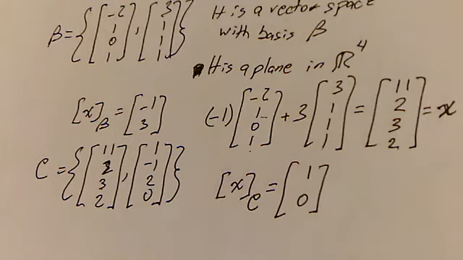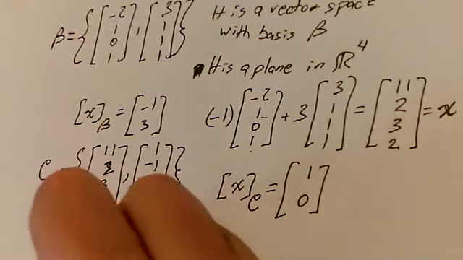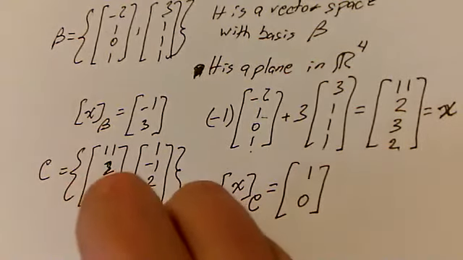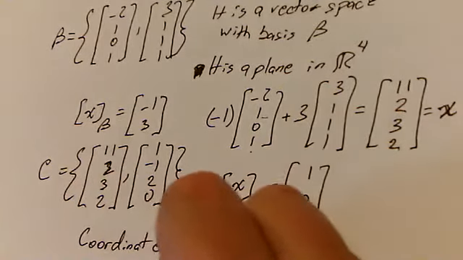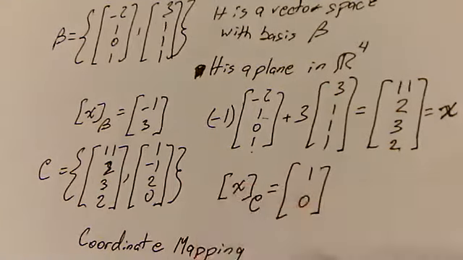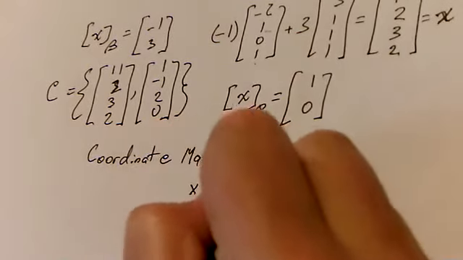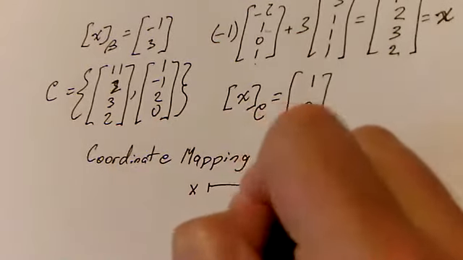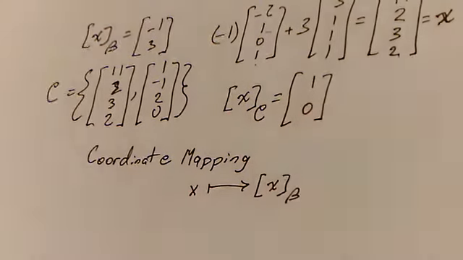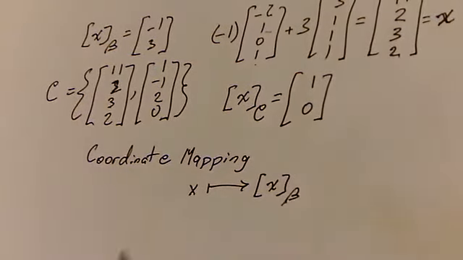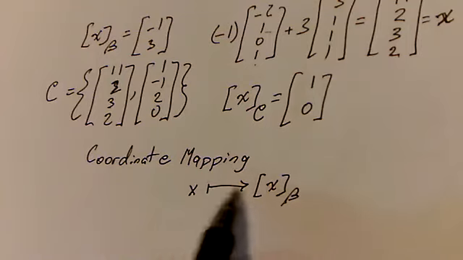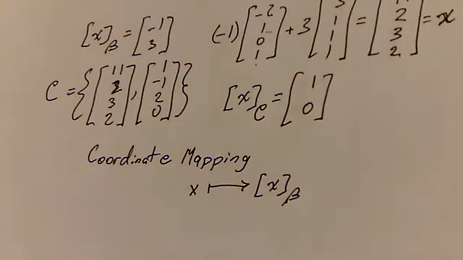Now, this is also called the coordinate mapping. When you hear the word mapping, that should invoke the idea of a linear transformation. So this takes vectors x and sends them to their coordinate vectors, and it does that by multiplying by some matrix. It's like a linear transformation.